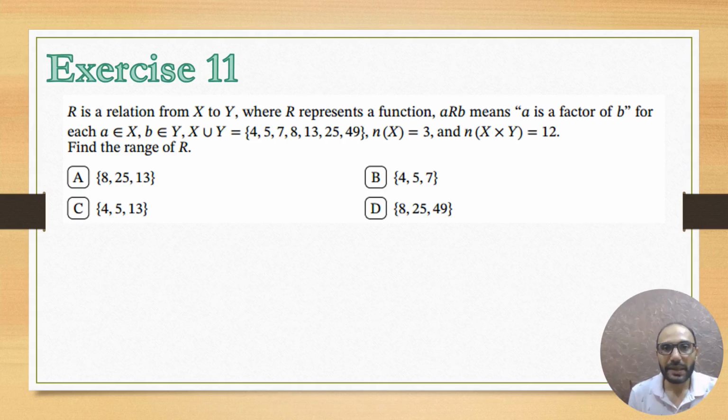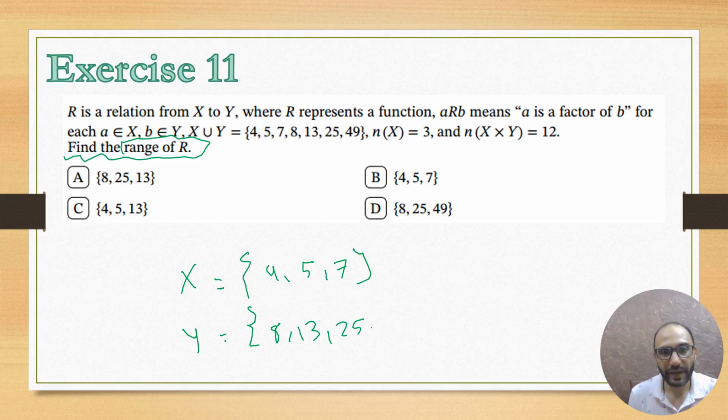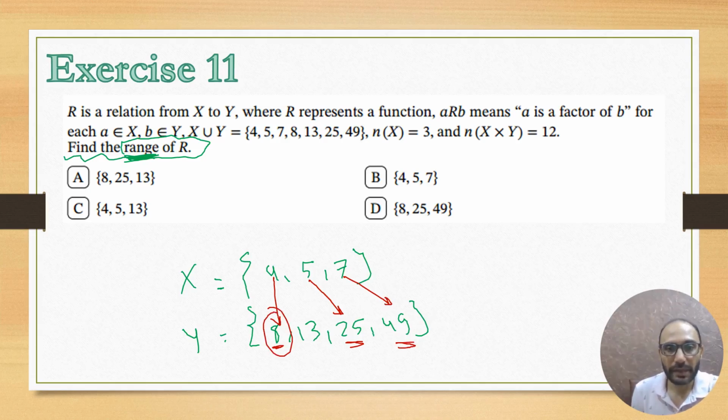Okay, it is the same question, and the required is to find the range. On the previous question, we said that x contains 4, 5, and 7. The set of y contains the other elements 8, 13, 25, 49. And from the concept of the range, it is the second coordinates of all ordered pairs: 4 goes with 8, 5 with 25, and 7 with 49. So these second coordinates of each ordered pair in the relation are called the range of the relation.